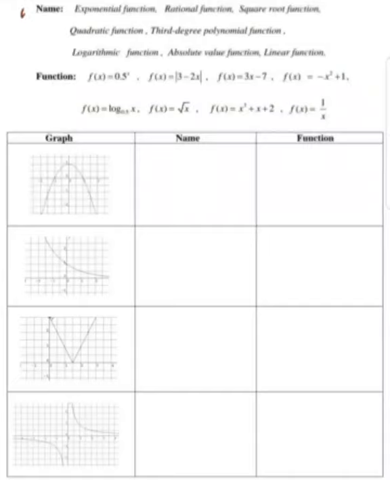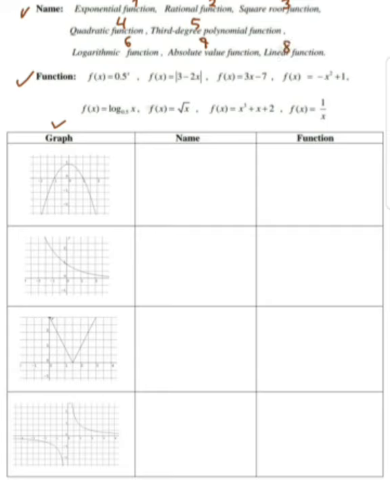Okay, here: name, equation, and graph, actually, not function. Name, equation, and graph. So for simplicity, let's use code numbers. Exponential functions, let's call this function 1; rational function, function 2; square root function, function 3; quadratic function, function 4; third degree polynomial function, function 5; logarithmic function, function 6; absolute value function, function 7; linear function, function 8.